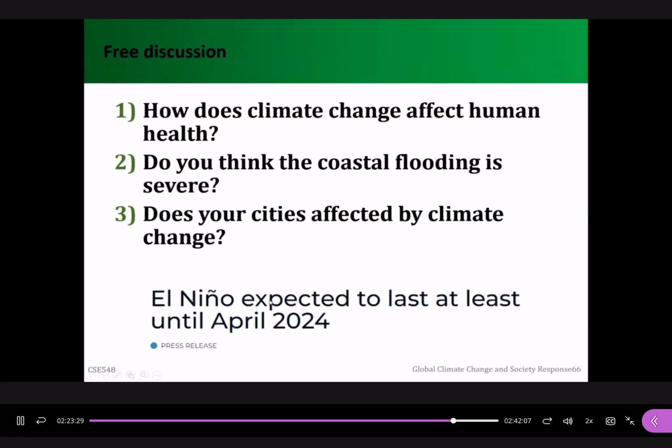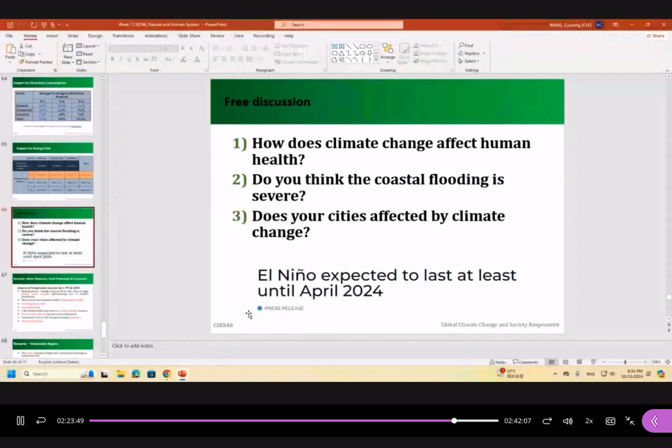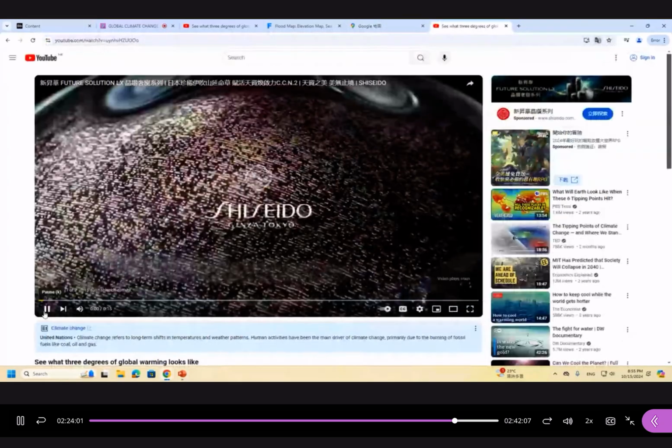The El Nino is expected to last at least until April 2024. Maybe let's have a search about this, because there are many videos that show this phenomenon. And it's possible that this year we will experience La Nina. In general, El Nino and La Nina, so we can have a search.